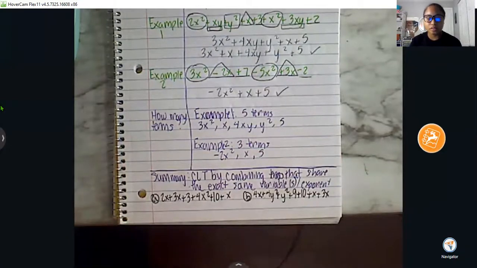So now you get to try this on your own. Remember to think about the terms that have the exact same variable and exponent, and then you should be good to go.